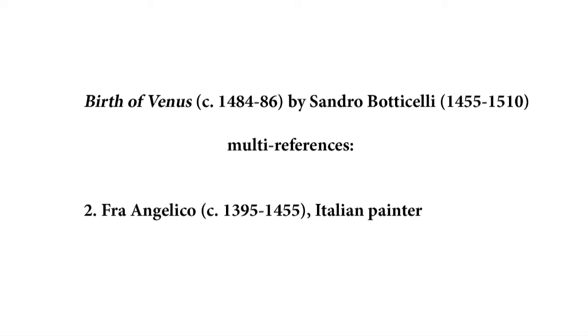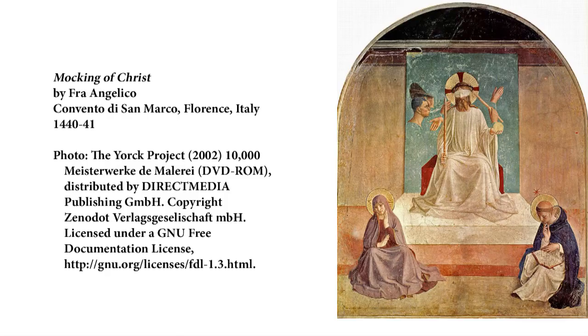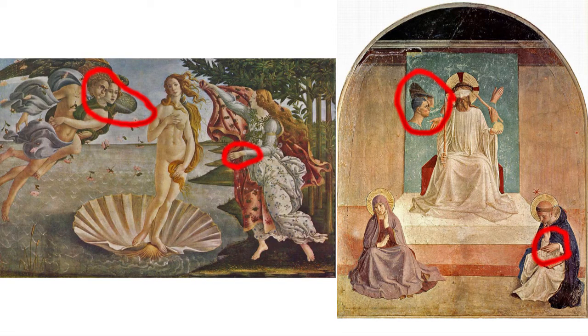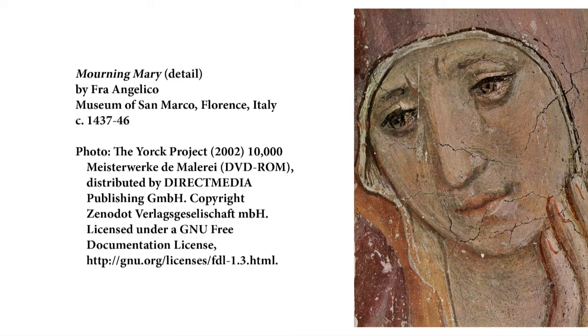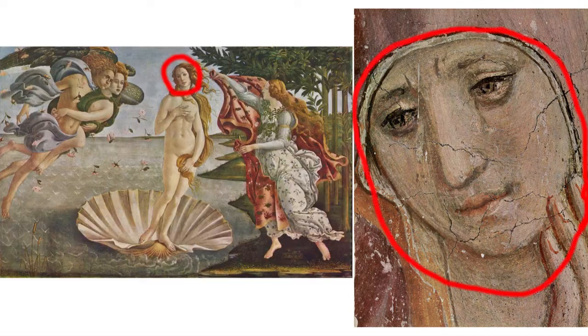Botticelli references parts from several artworks by the Italian artist Fra Angelico in Birth of Venus. The white line of a man blowing out wind in Christ Mocked may be the big hint that Birth of Venus multi-references Fra Angelico. Mary has a similar head tilt and facial features as Venus.